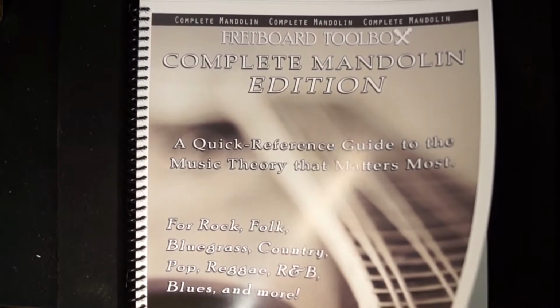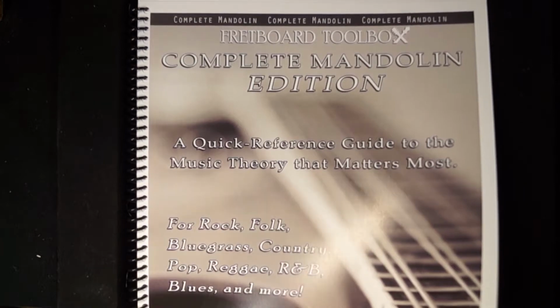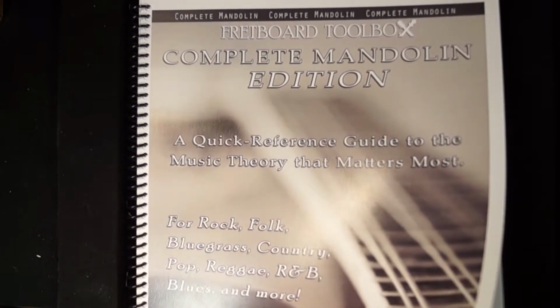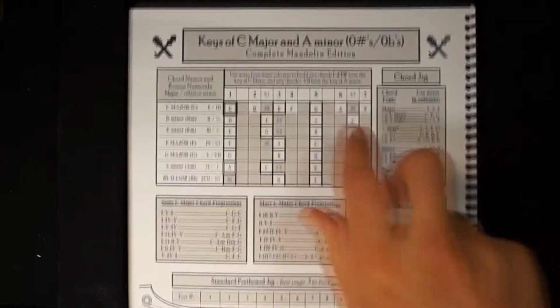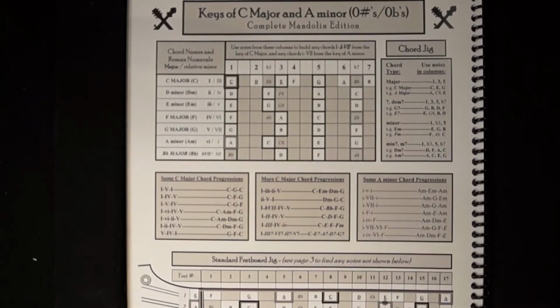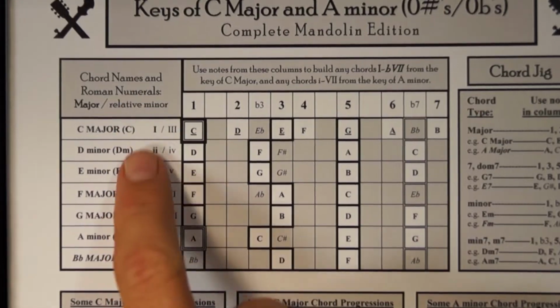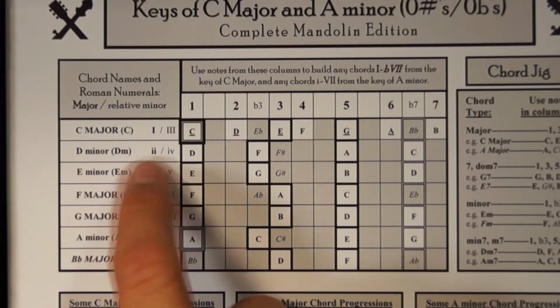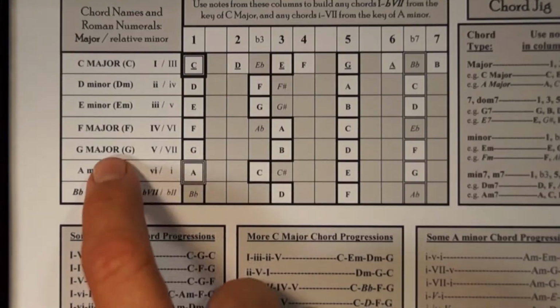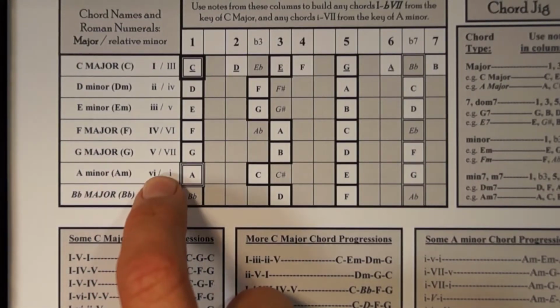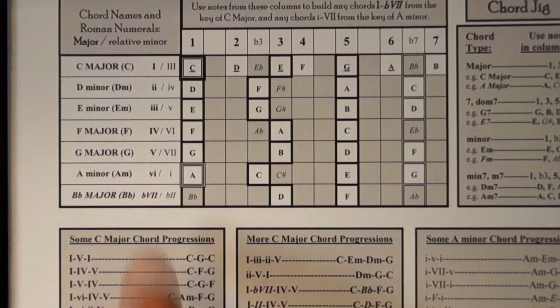Okay, so for this lesson, we're going to use the Complete Mandolin Edition to look at the key of C major, and we're going to forget about the key of A minor for a minute. The important thing is learning that C major is my 1 chord, D minor is my 2 chord, E minor is my 3, F major is my 4, G major is my 5, A minor is my 6, and we'll worry about this one later too.